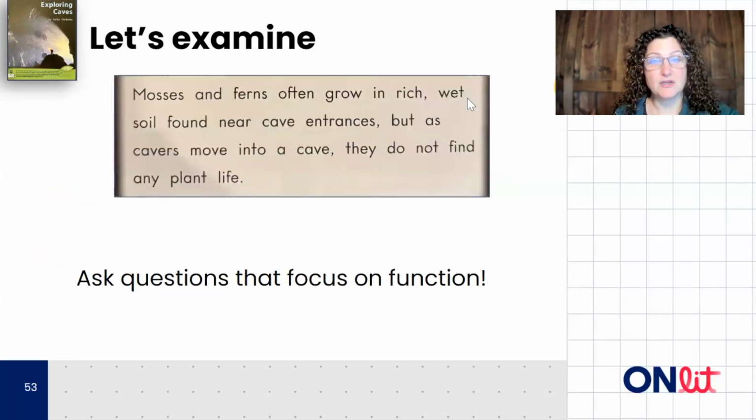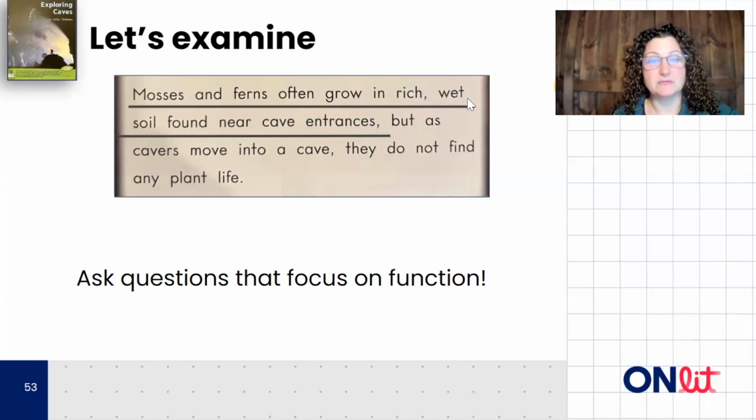First, we might ask, who or what is this part about? Students might easily identify that it is about mosses and ferns. We could then follow up with a question like, which word tells us the action? What mosses and ferns do? That's right, they grow.